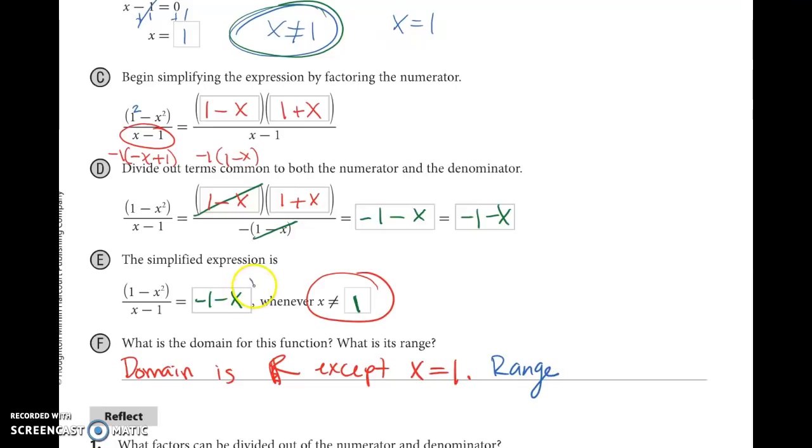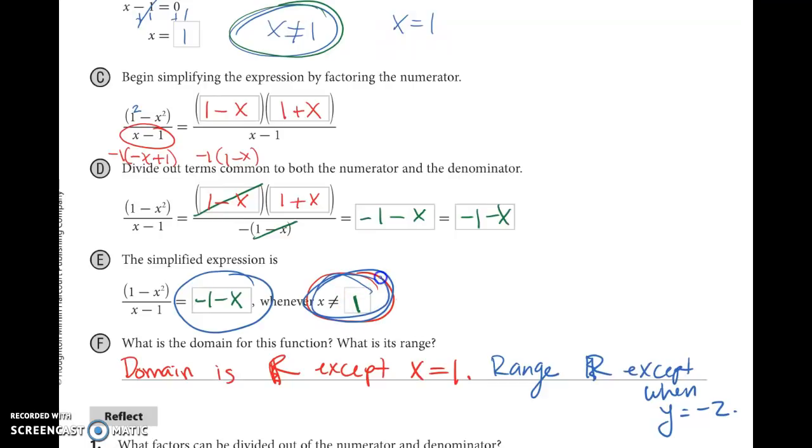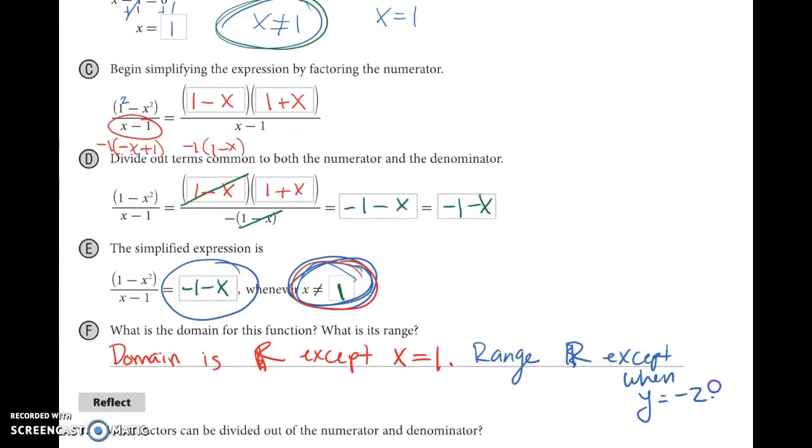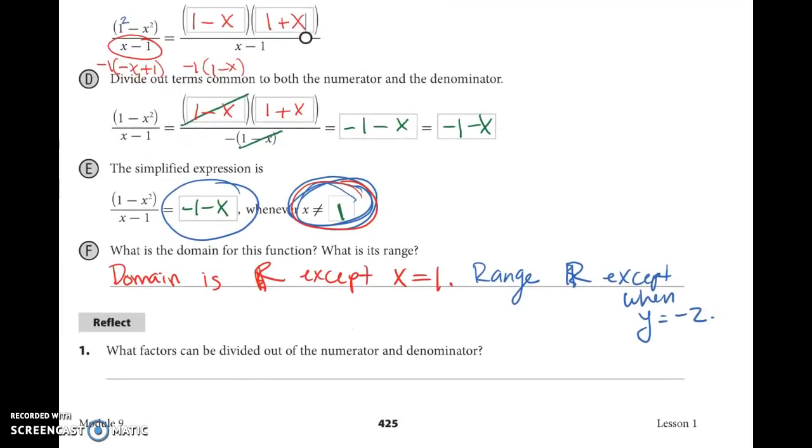well, now remember, we got this simplified expression here, and we know that x cannot equal 1. So if x equals 1, we would have a negative 1 minus 1, and so the range can be all real numbers except when y equals negative 2, right? y will never equal negative 2 because x cannot equal 1, and if I plug in 1, I would get y equals negative 2. So the next part says reflect. What factors can be divided out of the numerator and the denominator?